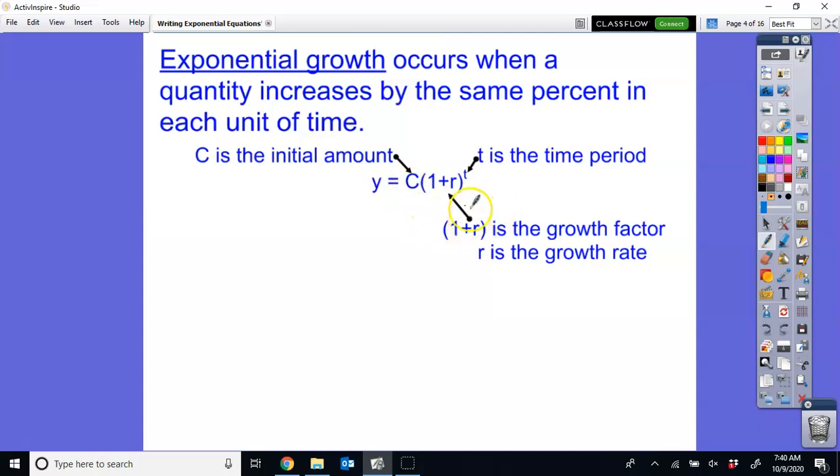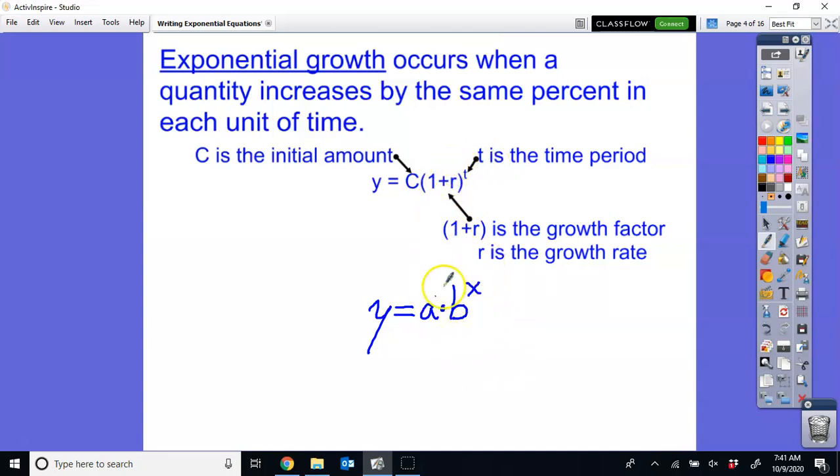And you have a 1 plus the rate of growth inside of parentheses. And then you have t, or the time period. Yes, you can use x there. In fact, a lot of times in textbooks, you'll also see it written like this: a times b to the x power. The a being the initial amount, the b being the 1 plus r, the growth factor is what we call that, and x being the time.